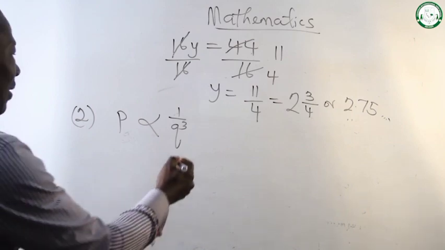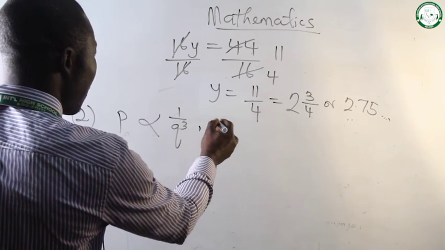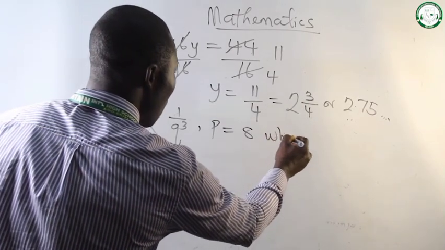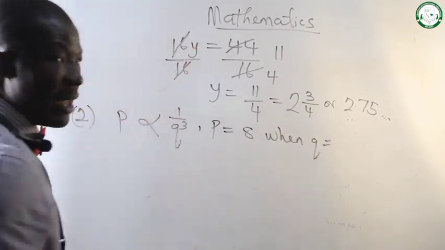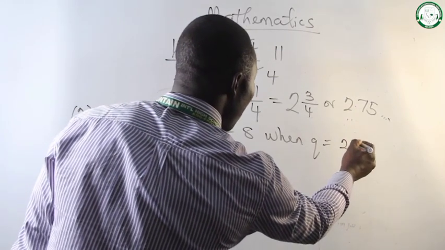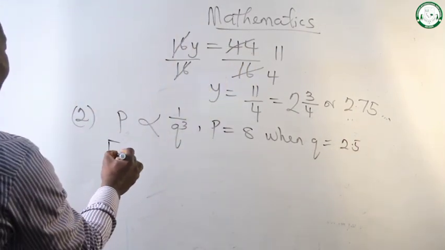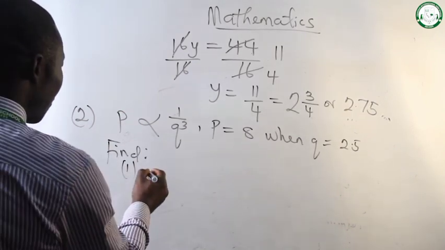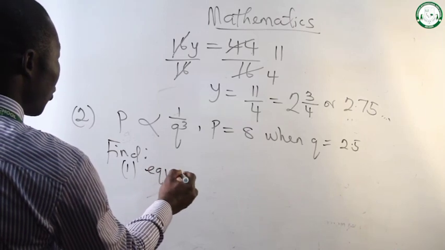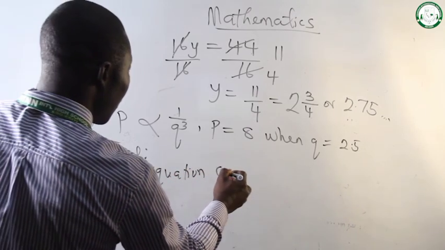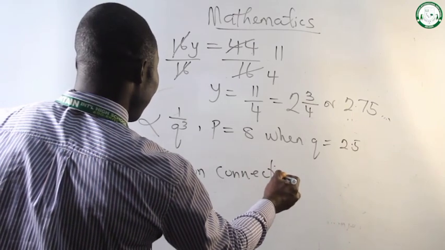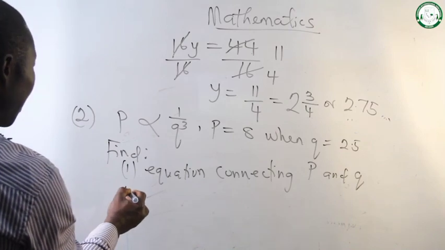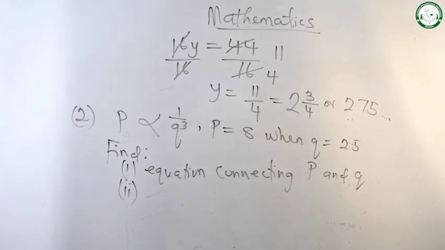On this note, we now have the value of P to be equal to 8 when Q equals 2.5. So we are asked to find this. This time around, we are asked to look for the equation connecting P and Q. That's question number 1.